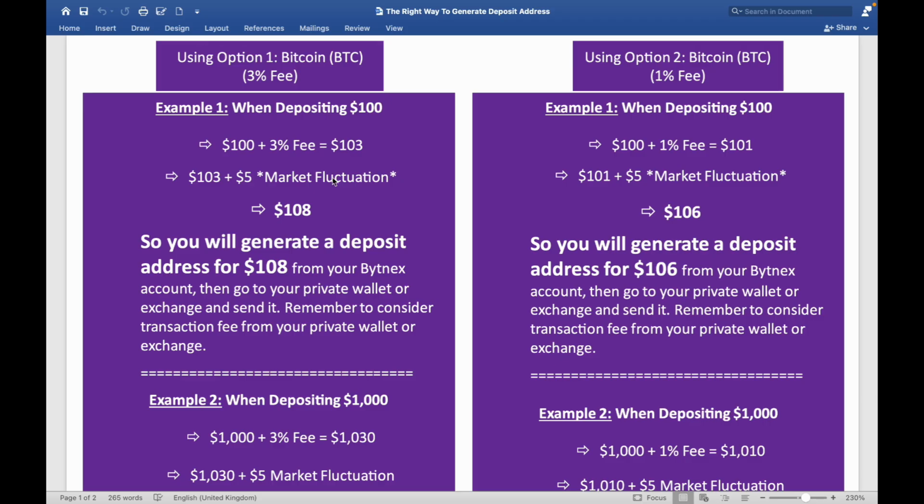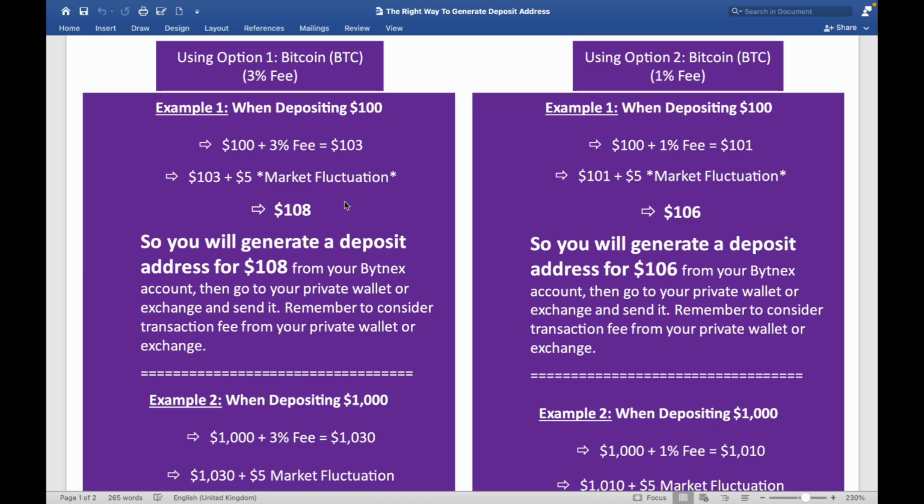So when you add 3% fee, that will make it $103. Now this is the fee added to it. What I do recommend is you add extra $5 for market fluctuations, because Bitcoin can go up within few minutes and it can come down as well within few minutes.